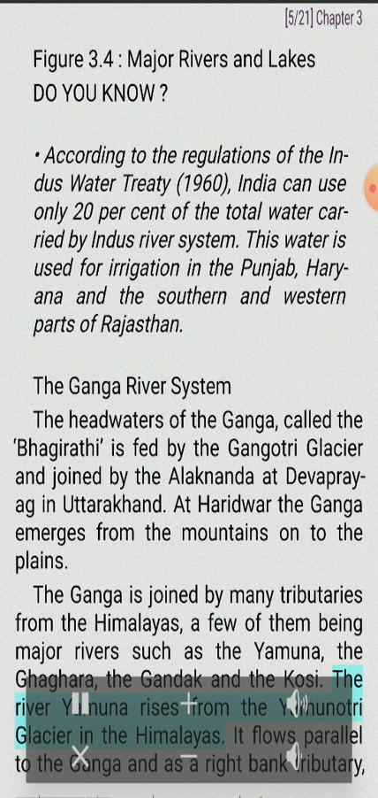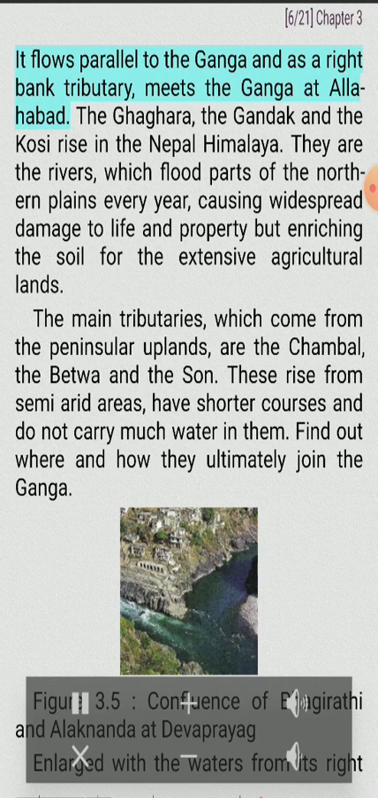The river Yamuna rises from the Yamunotri Glacier in the Himalayas. It flows parallel to the Ganga and, as a right bank tributary, meets the Ganga at Allahabad. The Ghaghara, the Gandak and the Kosi rise in the Nepal Himalaya. They are the rivers which flood parts of the northern plains every year, causing widespread damage to life and property but enriching the soil for the extensive agricultural lands.